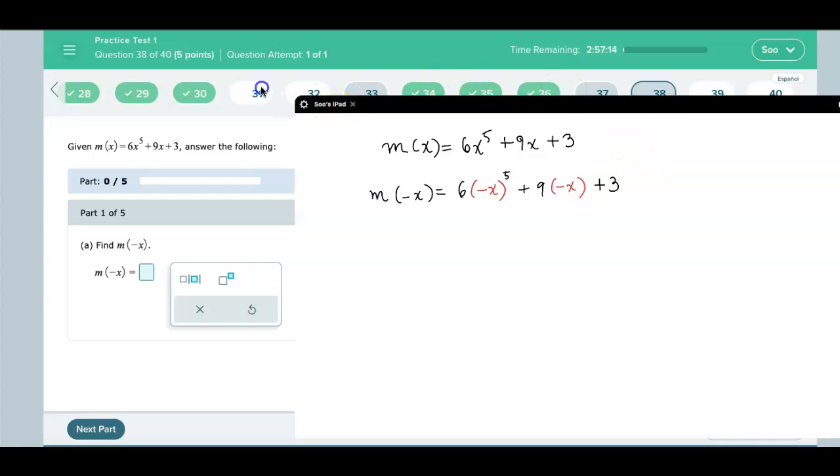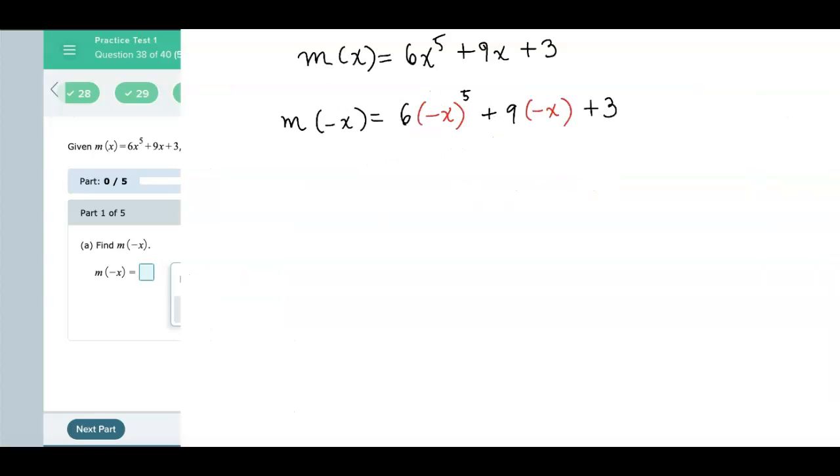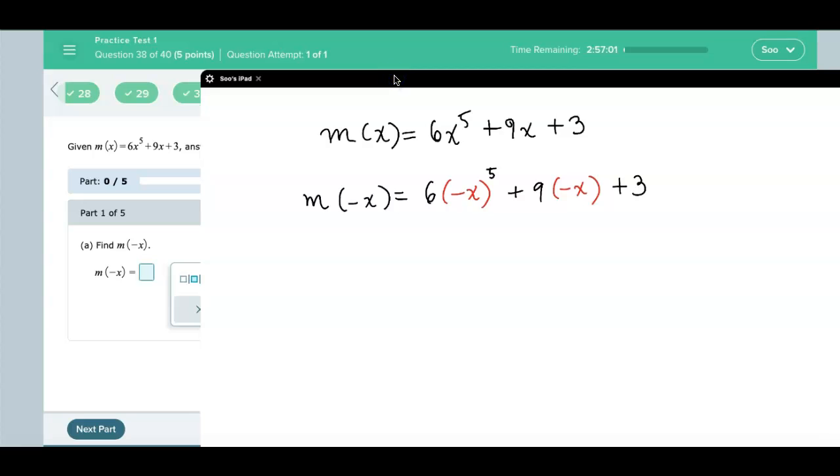Let me try to make this bigger because I know if you're watching in a small screen, this may be too small. I wonder if I can make this bigger for you. Hold on. Ah, that's better. Okay, so this is 6 times. Now look at the sign very carefully.